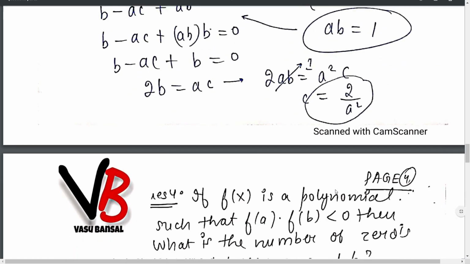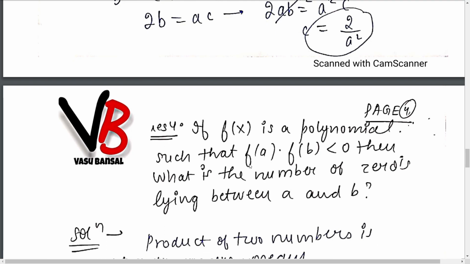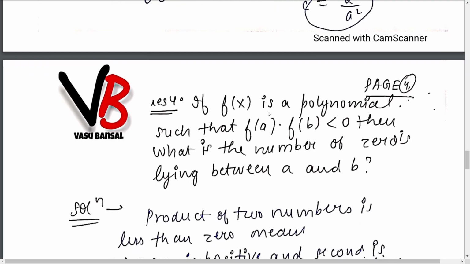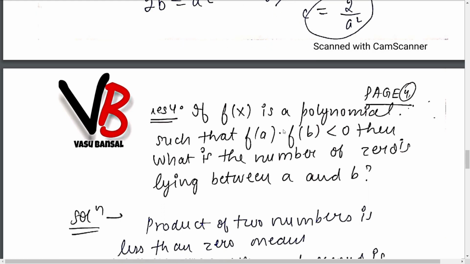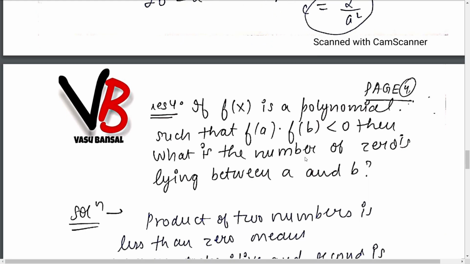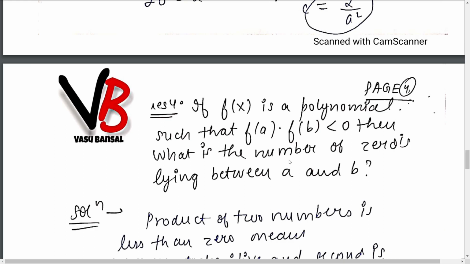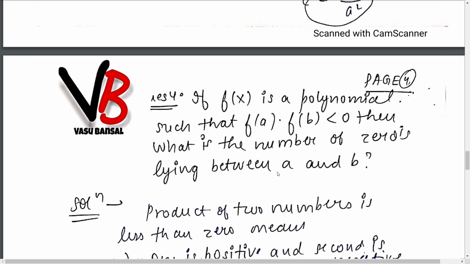Okay. So next question, question 4. If f(x) is a polynomial such that f of a multiplied by f of b is less than 0, then what is the number of zeros lying between a and b? So what this question is saying is that f(x) is a polynomial, a and b are two points, and the values of the polynomial f of a and f of b, their multiplication is a negative number. So what is the number of zeros lying between a and b?